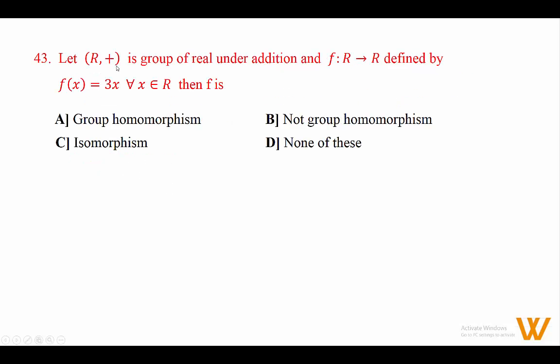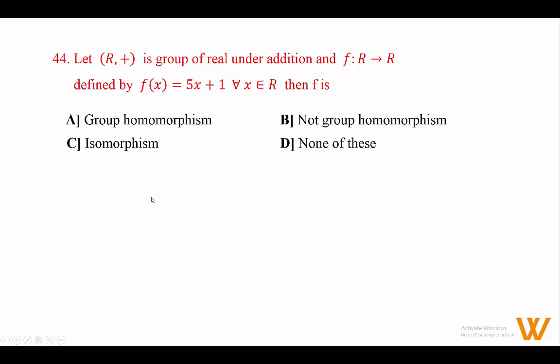43. Let R plus be the group of reals under addition and f from R to R defined by f of x equals 3x for all x belonging to R. Then f is a group homomorphism. Yes, correct answer. So the answer is option A, group homomorphism.